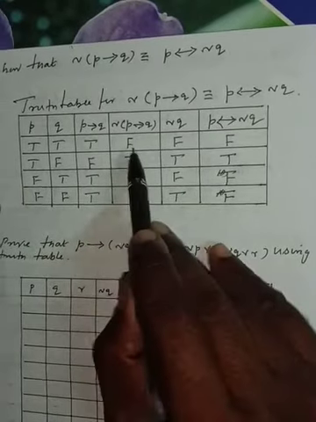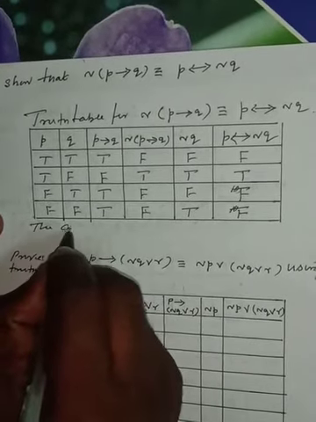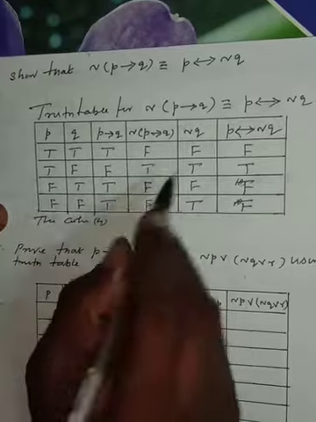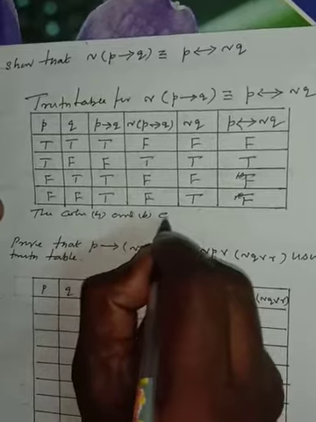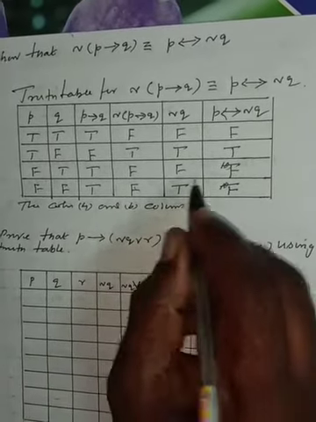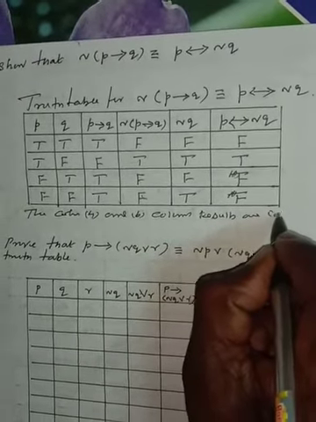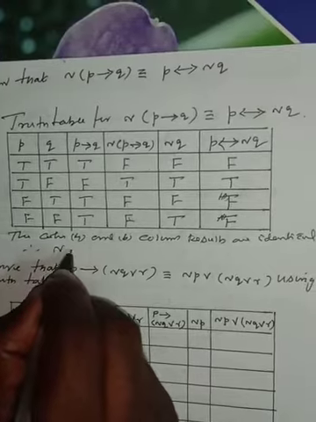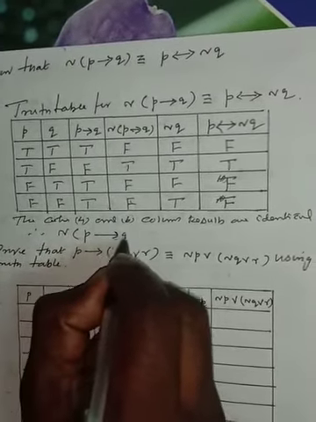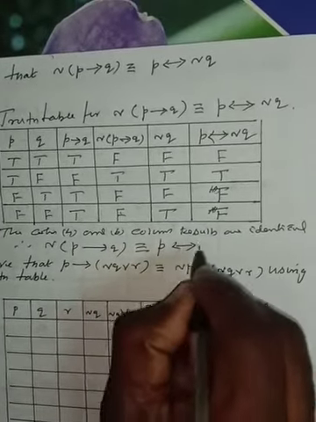So fourth column and sixth column. Take the column number fourth and sixth column. Results are identical. Therefore, negation of P implies Q is equivalent to P if and only if negation of Q.